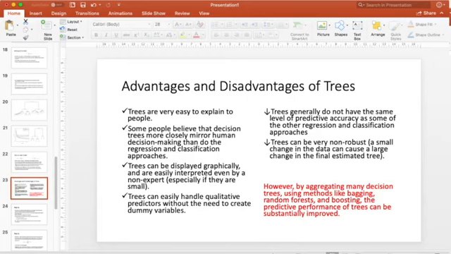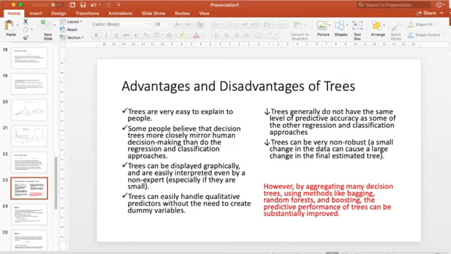Okay, so these are the disadvantages. It might not have the same level of predictive accuracy as some other regression and classification approaches. And another disadvantage is that it is non-robust. Non-robust means that it is not reliable. Any small changes in the data can cause a large change in the final estimated tree.